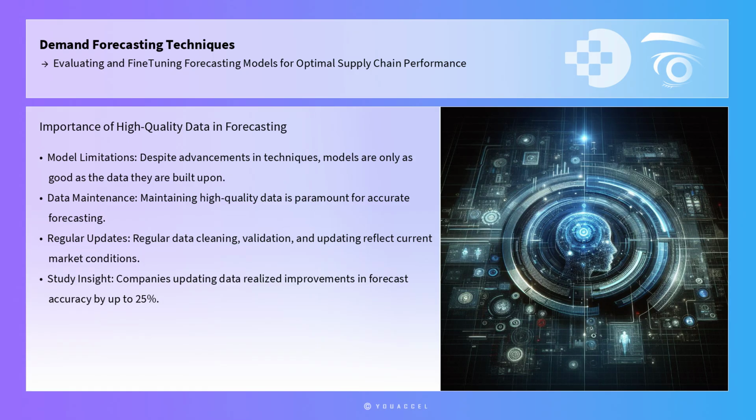Despite the advancements in forecasting techniques, it is important to recognize that models are only as good as the data they are built upon. Therefore, maintaining high-quality data is paramount for accurate forecasting. This involves regular data cleaning, validation, and updating processes to ensure that the data reflects current market conditions. For instance, a study on supply chain analytics highlighted that companies that regularly updated their data sources realized improvements in forecast accuracy by up to 25%.